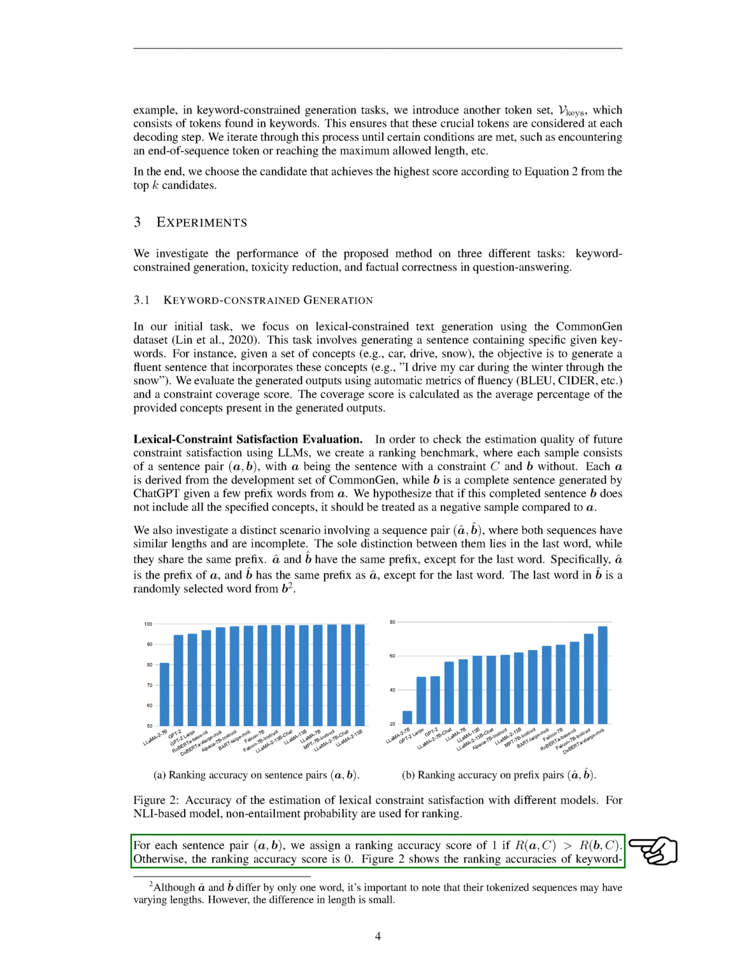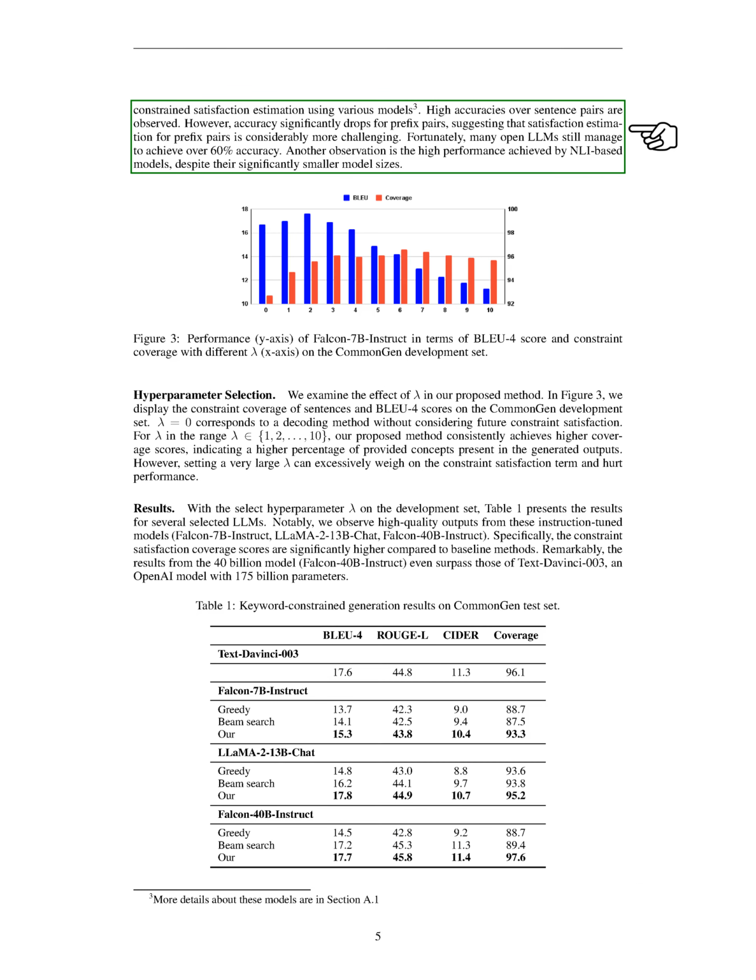For each pair of sentences, A and B, we assign a ranking accuracy score of 1 if the ranking of A with the constraint is greater than the ranking of B with the constraint. If not, the ranking accuracy score is 0. Our results showed high accuracies over sentence pairs. However, accuracy significantly drops for prefix pairs, suggesting that estimating satisfaction for prefix pairs is considerably more challenging. We also noticed that models based on natural language inference, NLI, performed well, despite their significantly smaller model sizes.